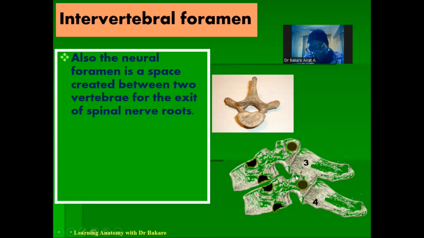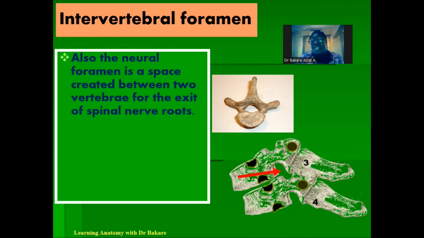If you look at the image down here, we already established that this is the third thoracic vertebra and this is the fourth thoracic vertebra. So the intervertebral foramen is a space that is formed by the third and the fourth thoracic vertebrae. And in this regard, it is created between the third and the fourth thoracic vertebrae.